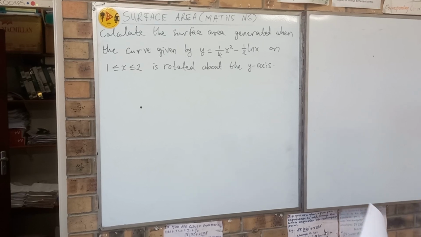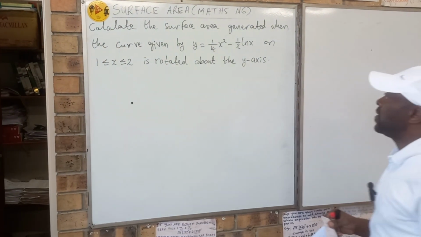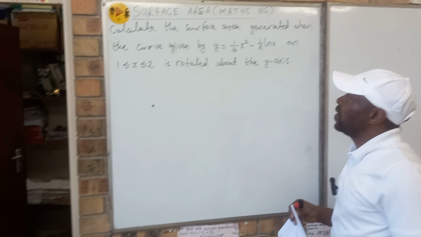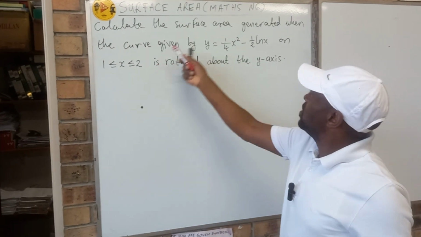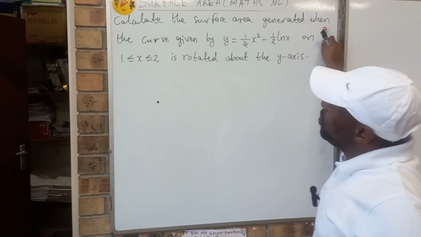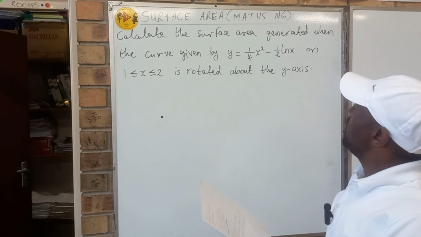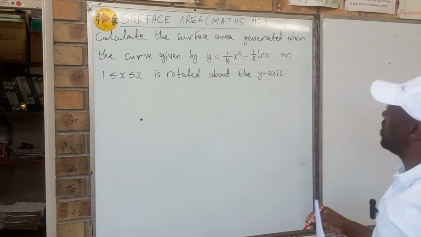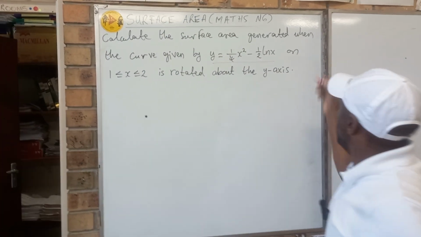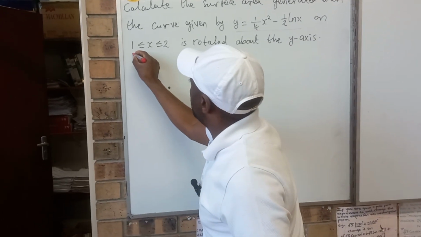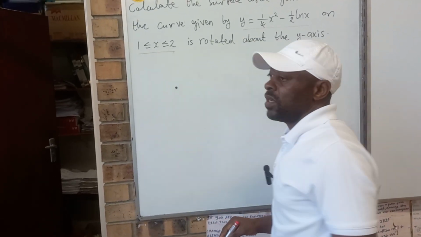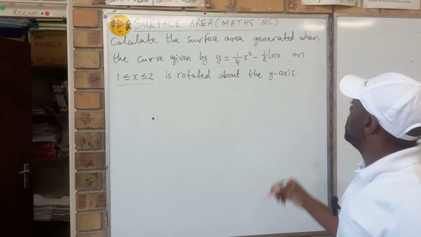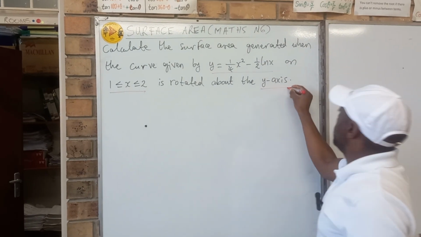Okay, ladies and gentlemen, let's see this question on the surface area for 19.6. It says we should calculate the surface area generated when the curve given by, this is the equation of the curve, y equal to 1/4 x squared minus a half ln x on 1 less than or equal to x less than or equal to 2, that gives you now the limit of integration, is rotated about the y-axis.